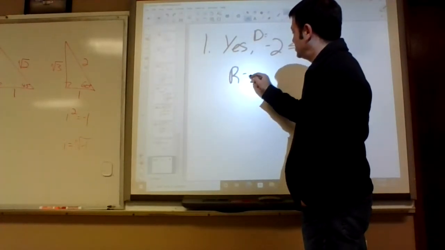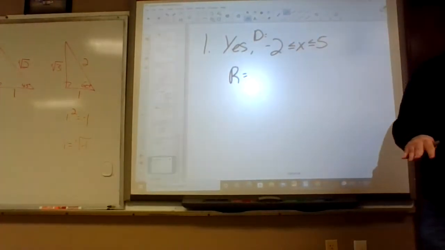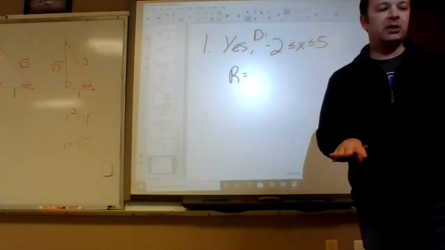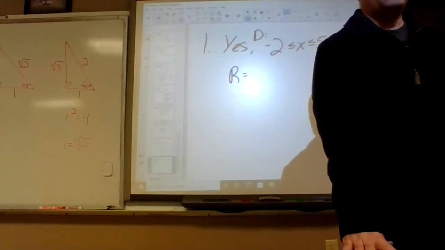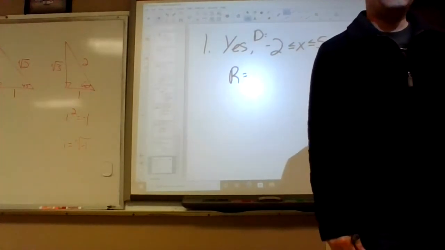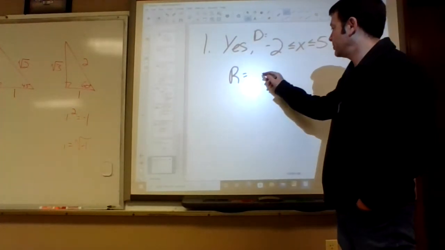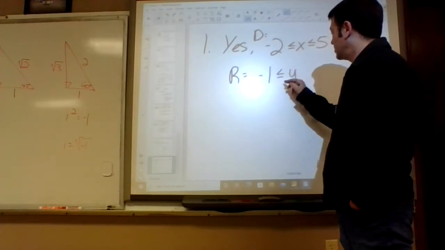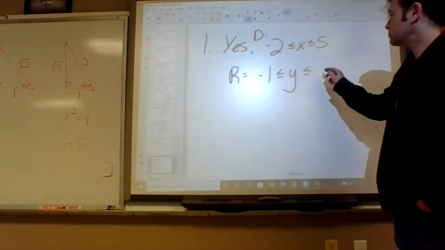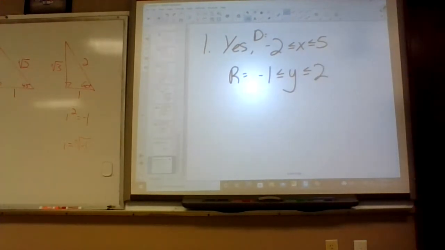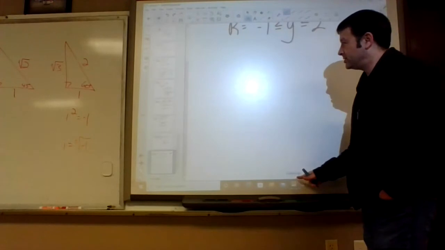And then the range is kind of a similar idea. It's the y values, so down to up. So there's a continuous set of points from, what's the bottom? How low does it go? -1. And then how high does it go? 2. So that's the range. Easy peasy, right?